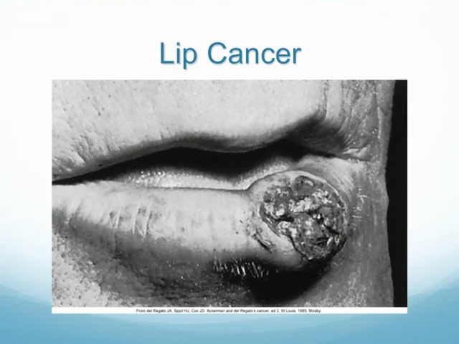And this is showing a picture, a very dramatic picture of what a lip cancer would look like. A patient usually is going to end up going to the hospital sooner when the lesion is smaller than that, but that's obviously a very large lesion that has occurred on the patient's lip.